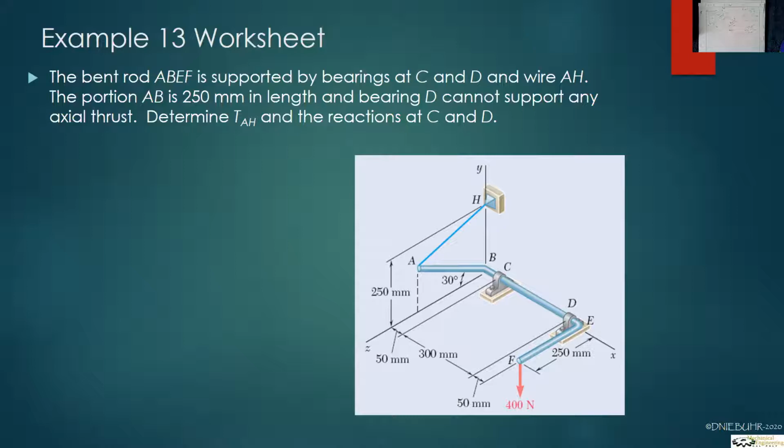So we want to know T_AH, or the tension in AH, and the reactions at C and D. If we look at that triangle AHB, or BAH, or HAB, whatever you want to call it, you can see that that's an equilateral triangle, because you're told that AB is 250 millimeters, and the distance HB is also 250 millimeters. So if two sides are 250, the third has to be 250. That's going to give us an insight as to the angles that we need in our free body diagram. So let's go ahead and solve this.